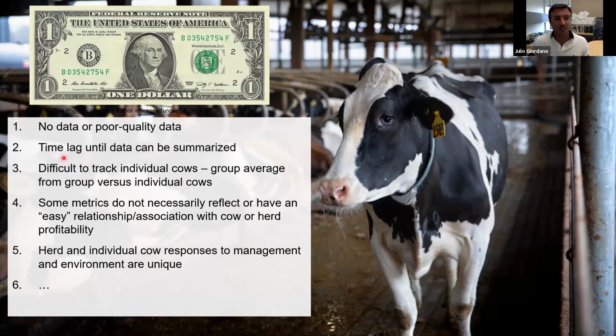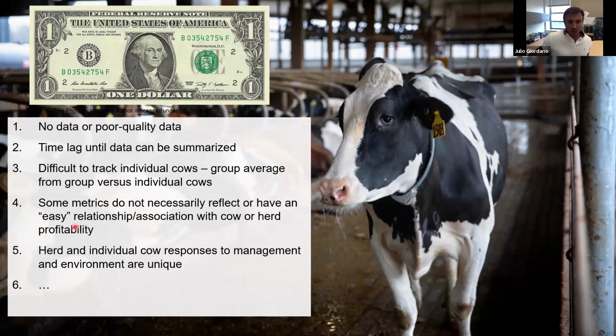And then we have challenges such as the time lag until data becomes available in some cases and can be summarized. It is difficult for most farms, for the most part, to track individual cows. And once again, I'll emphasize this as I go. It's not the same, we think, and that's why we are doing this, and eventually this is part of our research, to calculate an average cash flow per cow at a farm from inputs that come from groups of cows and from individual cows, right? So it's just really difficult for most farms to track individual cows.